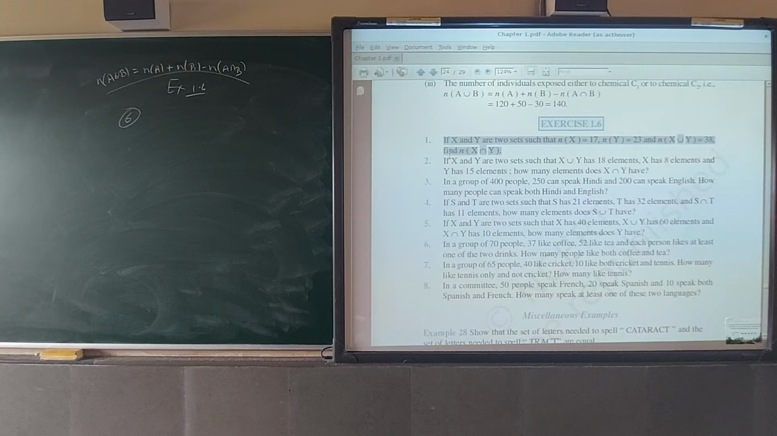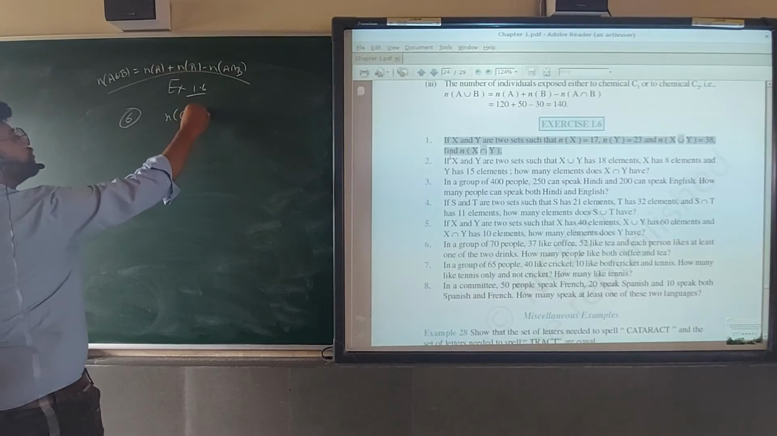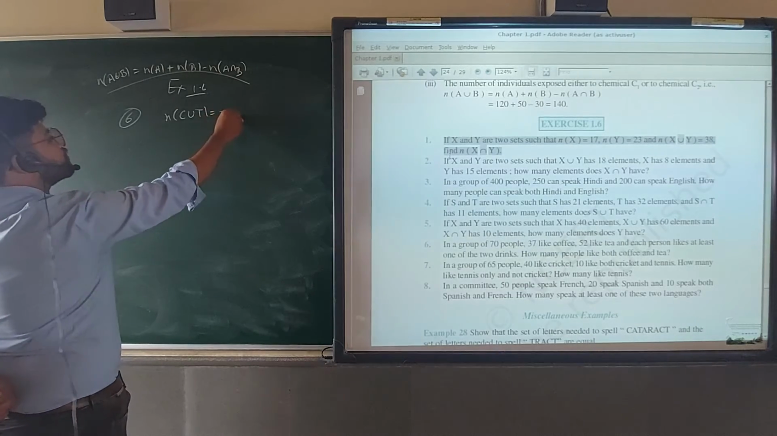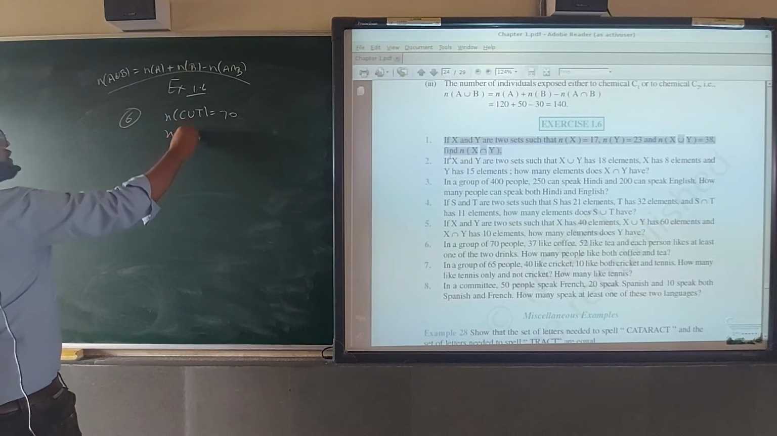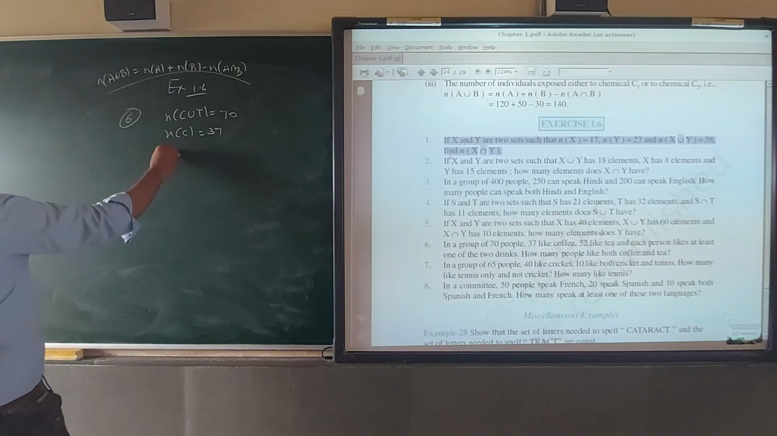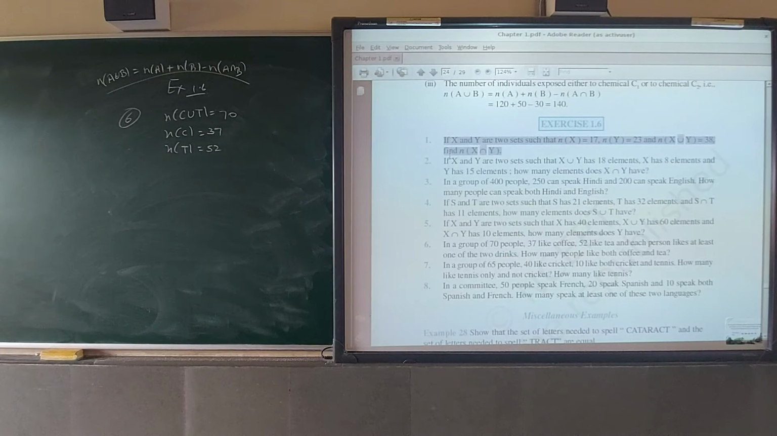In a group of 70 people, the union is given, 70 people, coffee and tea. And 37 like coffee, means n(C) is given, and n(T) will be 52. How many people like both coffee and tea? Intersection you have to find. That 70 minus 37 and minus 52, you will get the intersection.